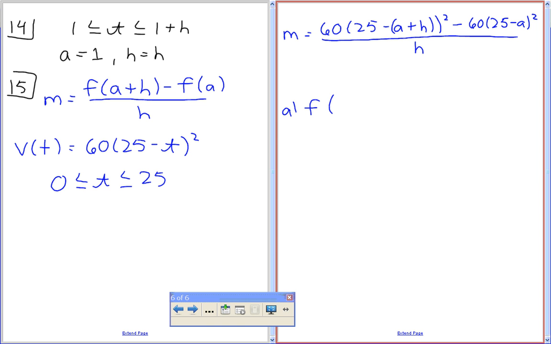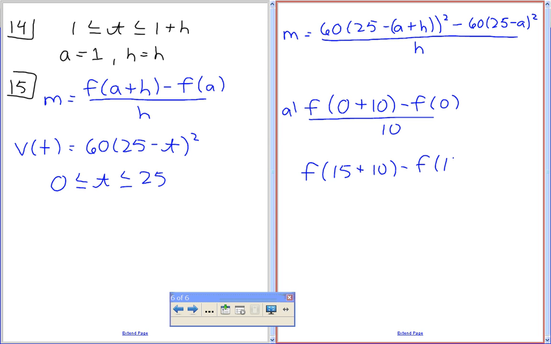The first 10 minutes, the last 10 minutes. So the first one we could do F of 0 plus 10 minus F of 0 all over 10, and then F of 15 plus 10 minus F of 15 over 10. You can do that for part A, right? That'll work for part A. For part B, you have to do this. That will work definitely. You just sub those numbers in, and that'll be fine, because they want the first 10 and the last 10.